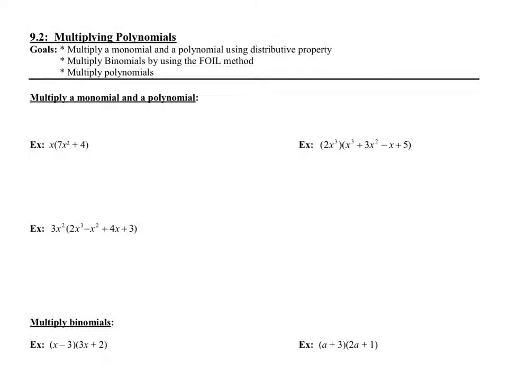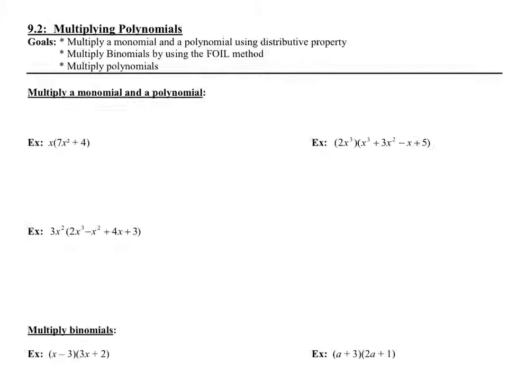In this section, we'll review how to multiply polynomials, which will include multiplying a monomial and a polynomial using the distributive property, multiplying binomials using the FOIL method, and multiplying polynomials by distributing repeatedly. So the first type of example is just multiplying a monomial by a polynomial.